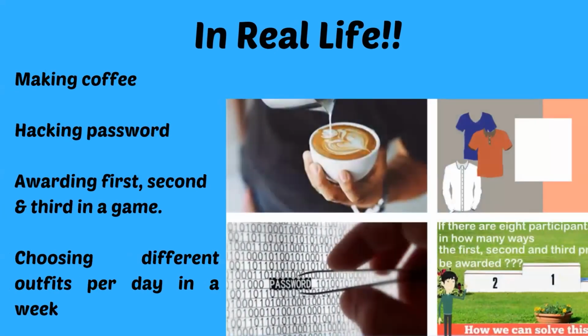In real life situations, I'll tell you some examples where we use the concept of permutations and combinations: while making coffee, for hacking the password of a phone or a system. After a game, we are going to award some students the first, second, and third prize. We can consider this as an example. And maybe you are going to choose the outfit per day for a week. All this can be considered real life examples of permutations and combinations.